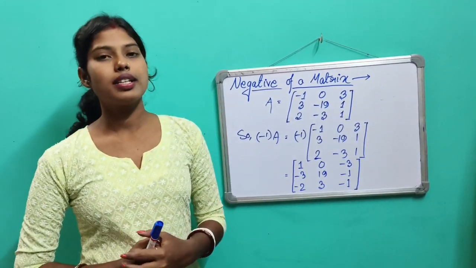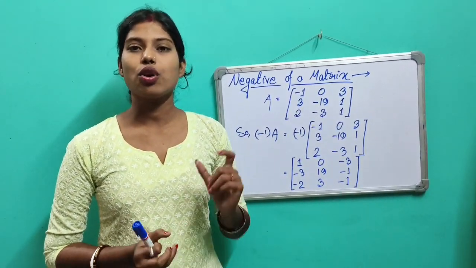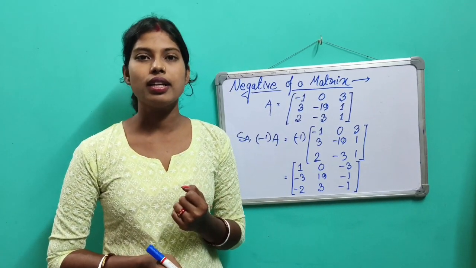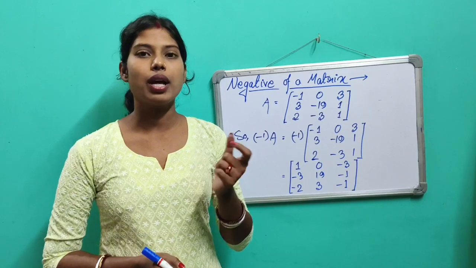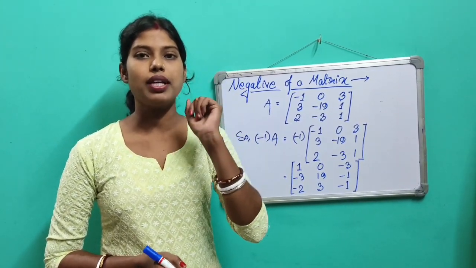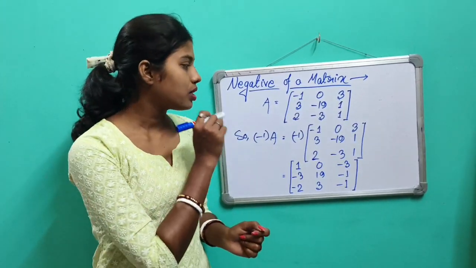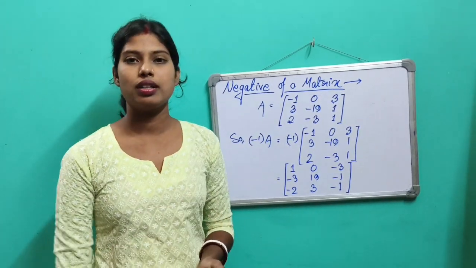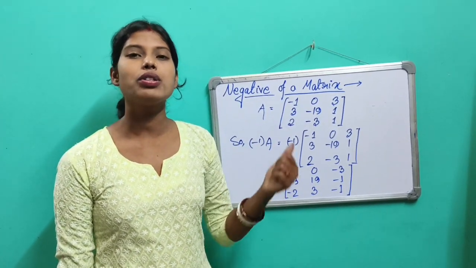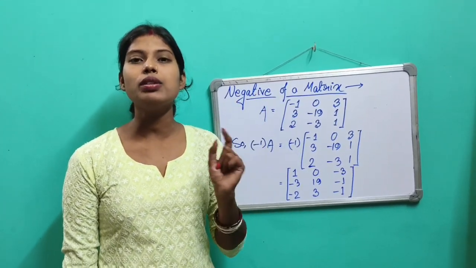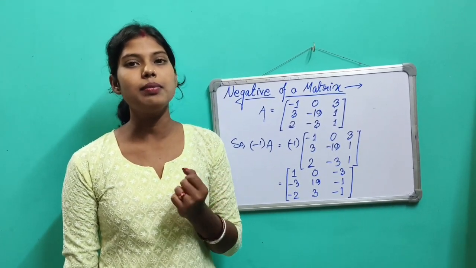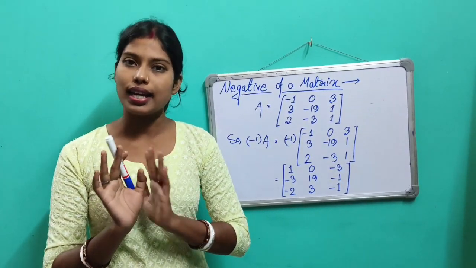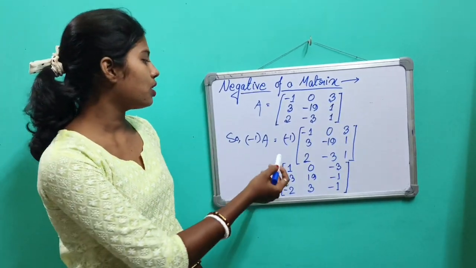Now, what is the negative of a matrix? In the previous operation of matrix, we have seen how to scalar multiply a matrix, right? In that example, we have taken a generalized term, that is constant k. Now, by the same method, we will take minus 1 in the place of k. Why? Because it is a negative of a matrix. Whenever we are asked to find the negative of a matrix, we will just multiply the whole matrix by minus 1. That's it, right? So let's do the same.